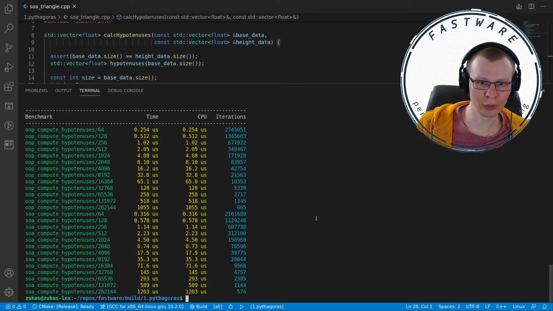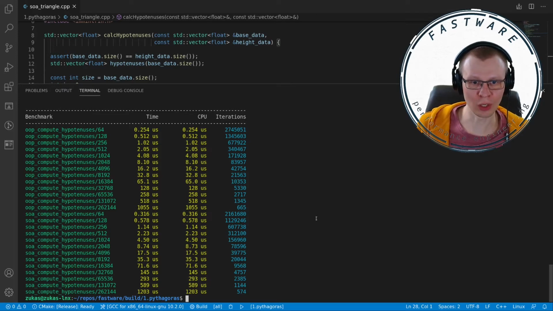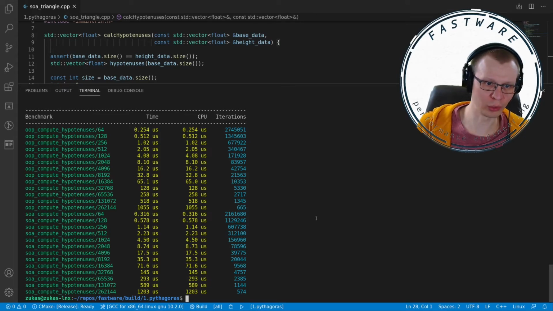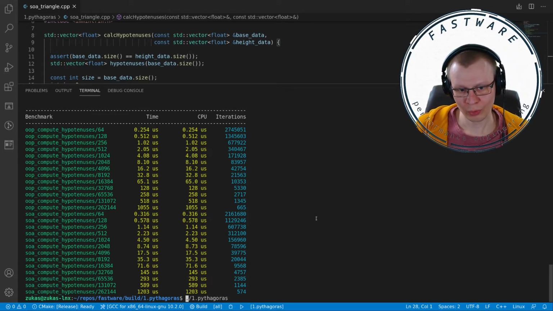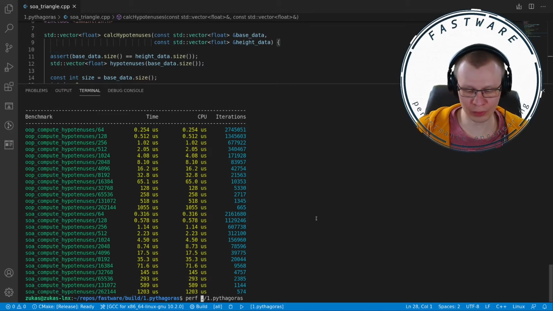However, looking at these results, you can see that the SOA form, when you transform your data into vectors of data, actually takes longer than the object-oriented model. And here you say, haha, look, everything that you said about SOA form being better is wrong. Well, not exactly. So let's run a little bit of perf to actually understand what is happening.